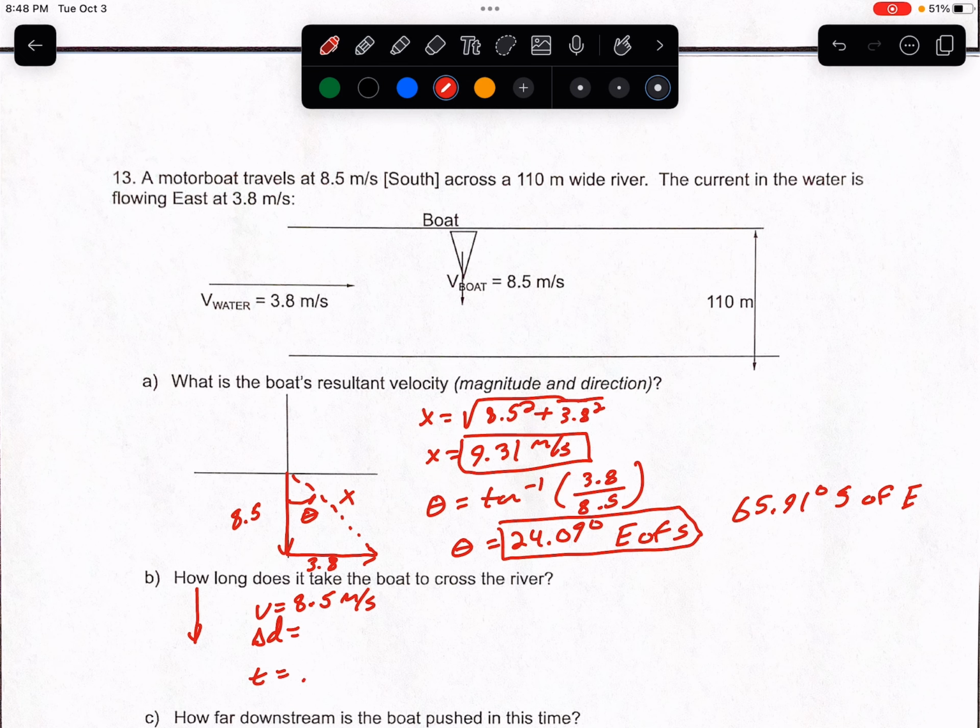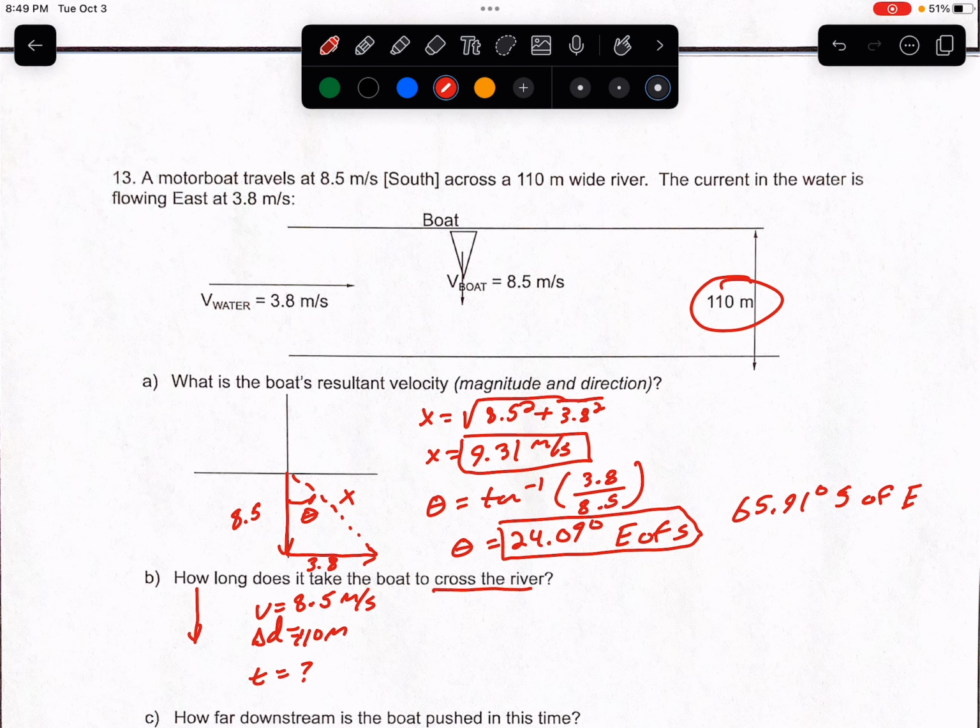I'm looking for time because it says how long does it take. And I know my distance across the river is 110 meters. Okay, so please be careful with this. It's not the math that's going to get you. It is if you use the right velocity or not. So if I'm talking about crossing the river, just make sure you use the velocity that's going across the river.